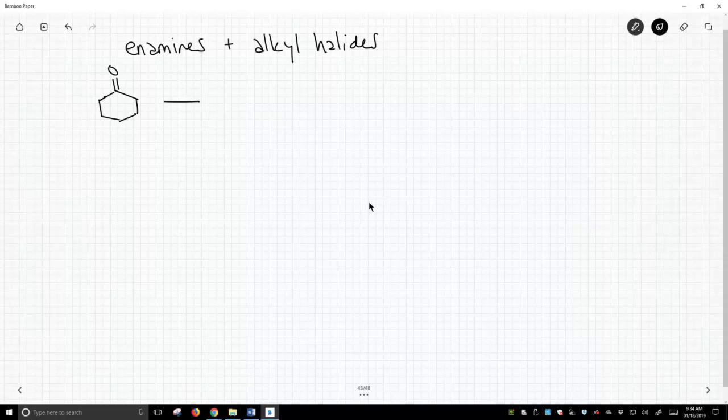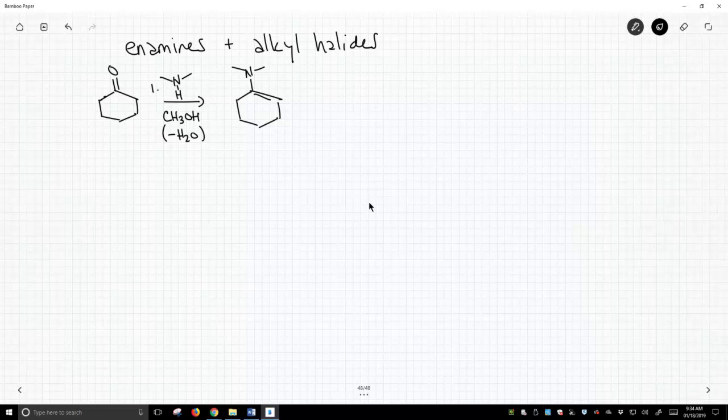So enamines come from carbonyl compounds and secondary amines. And you might run this reaction in something like methanol. Regardless of what solvent you use, you are going to lose water. You need to remove water from the reaction, and that will make our enamine. So to do a reaction of an enamine with an alkyl halide, you need to start with a carbonyl compound, an aldehyde or a ketone, and a secondary amine.